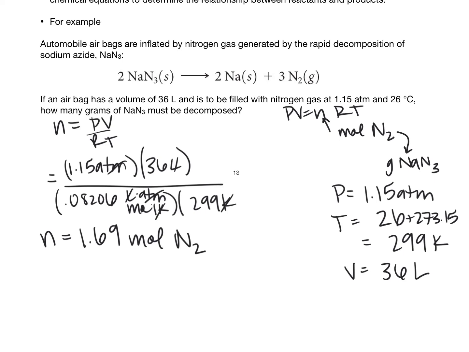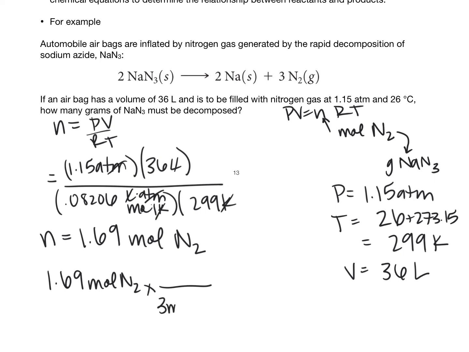Once we have the moles of nitrogen gas, we can start to think about how we could convert that back to the grams of sodium azide. This goes back to the balanced chemical equations where we can go from grams to moles to grams in terms of something starting with solid or using molarity in previous videos. So we're going to take our 1.69 moles of nitrogen.